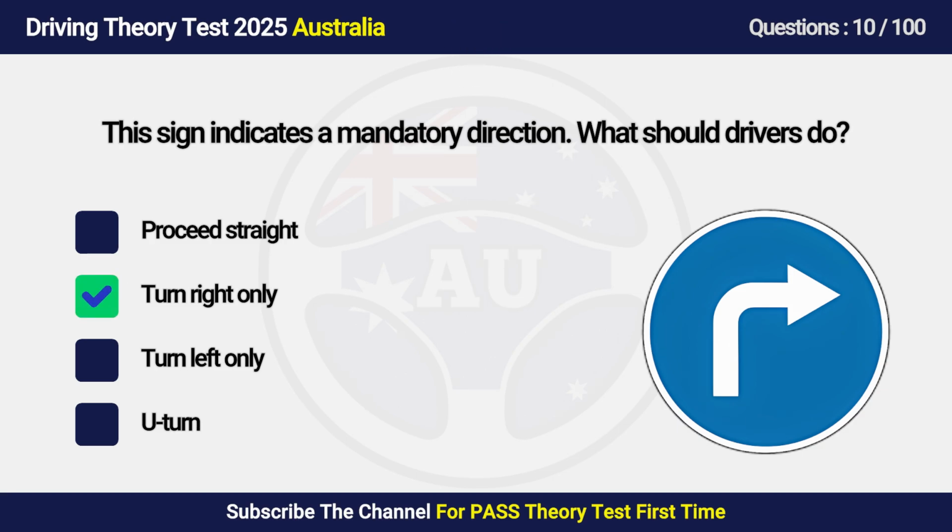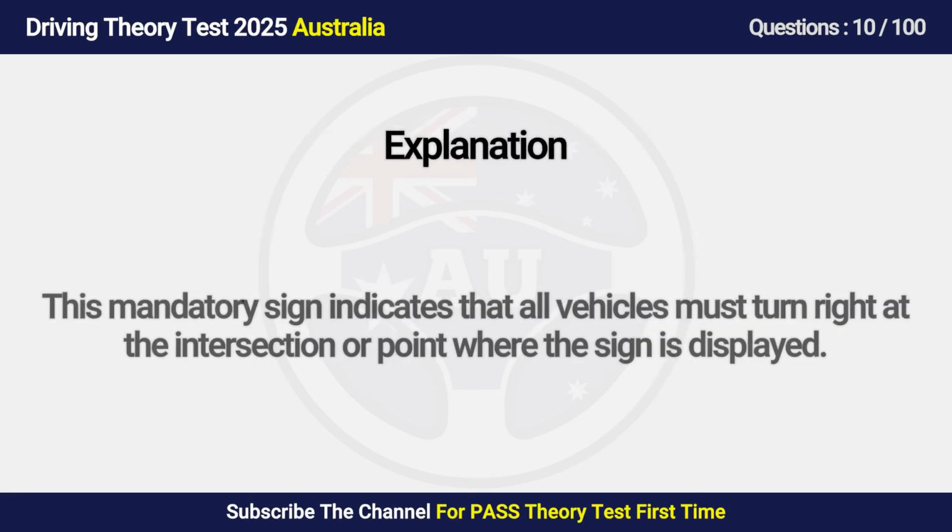Answer is B. Turn right only. This mandatory sign indicates that all vehicles must turn right at the intersection or point where the sign is displayed.